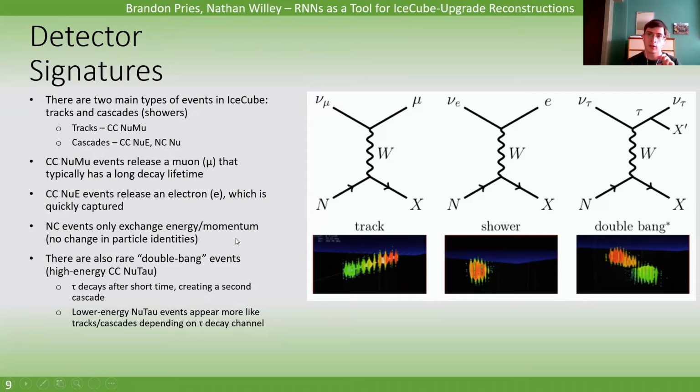NC events don't actually change anything with the particle identities. It's just a transfer of energy and momentum. So that is also essentially point-like, happens at a single point. You can also get rare double bang kinds of events with high energy nu tau. So this would be like the tau interacting up here, and then the tau will travel some distance in the detector and then decay again, which gives you a second cascade. Depending on the energy of the tau and the decay channel at lower energy, you can get different signatures of events, but that's a little more specific and beyond the scope of this presentation.